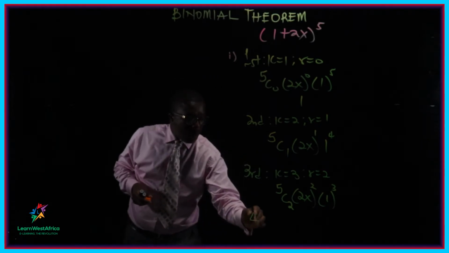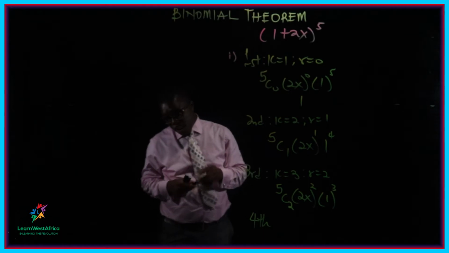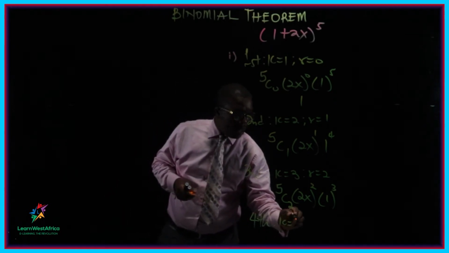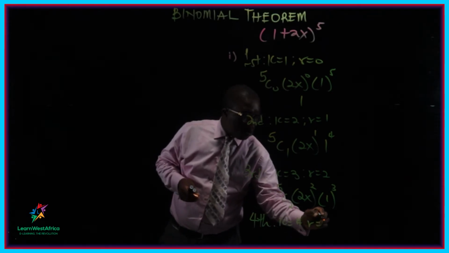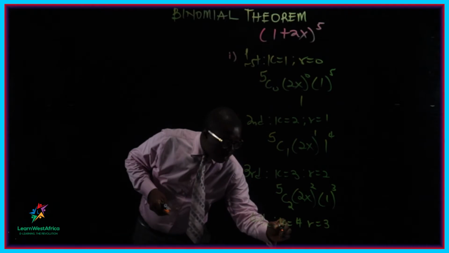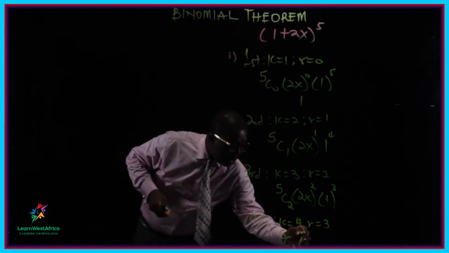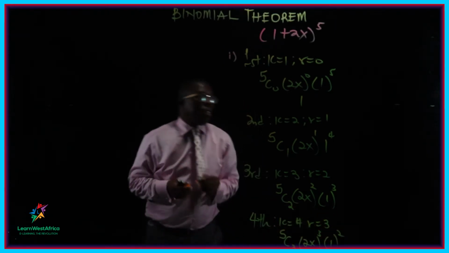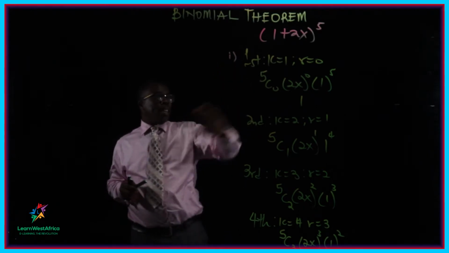Then we come to the last part, which is our fourth term, because the question says the first 4 terms. Our fourth term would have k equal to 4 and r equal to 3. That's going to give us 5 choose 3, (2x) cubed, then 1 squared. Good. So when we resolve all that, what do we get?